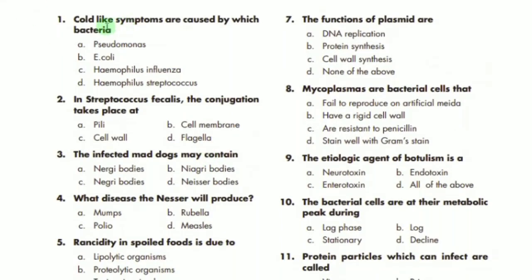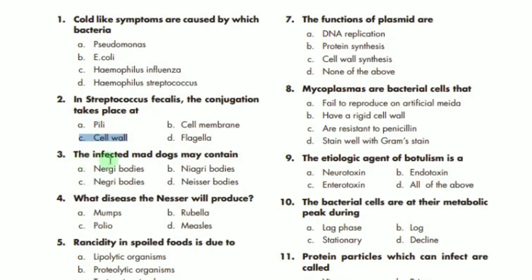The first MCQ of chapter 2 says: cold-like symptoms are caused by which bacteria? If you have cold-like symptoms, it will be caused by a bacteria we call Haemophilus influenzae. So C is the correct option. MCQ number 2 says that in Streptococcus faecalis the conjugation takes place in, option C, the cell wall.